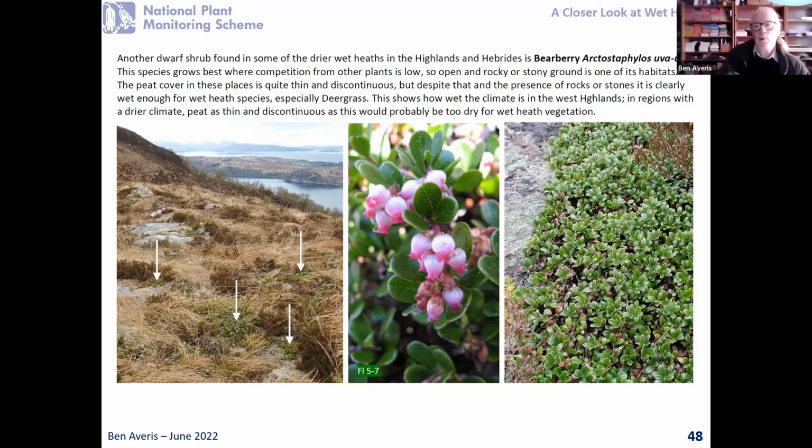By the way, I should have said about the dwarf juniper on the previous page. One of the reasons why it's good to see that is because it tends to indicate there probably hasn't been much burning, or any burning, for quite a long time. So that's always a good sign.